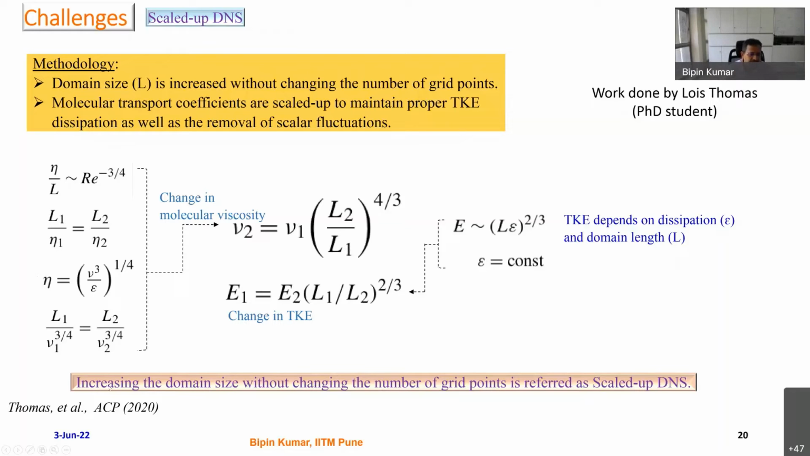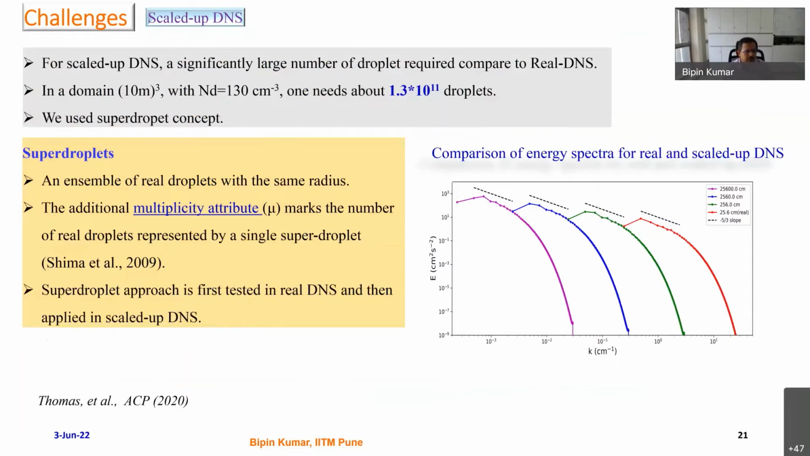Our idea is that we want to increase the domain size without changing the number of grid points. Suppose we have 128 or 256 cube grid points, we will keep only that many grid points. So the computational cost will be the same, but we will keep doing the simulation in a bigger and bigger domain. That is the idea. Anyway, we have done this, but how are we doing it?